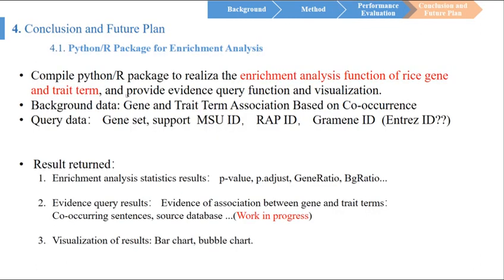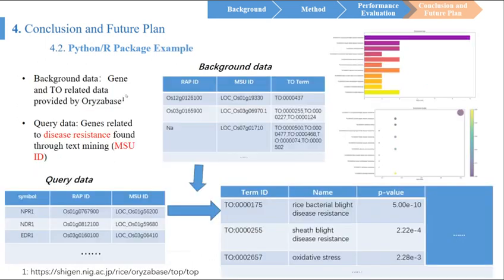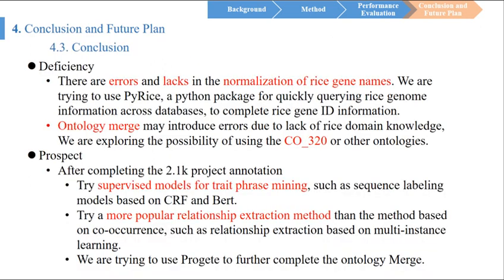In the future plan, we are writing a Python or R package to realize the enrichment analysis of rice gene and trait term, just like GO enrichment analysis. Details and the function of these packages are shown in this slide, and here is an example of our package. At last is the conclusion.